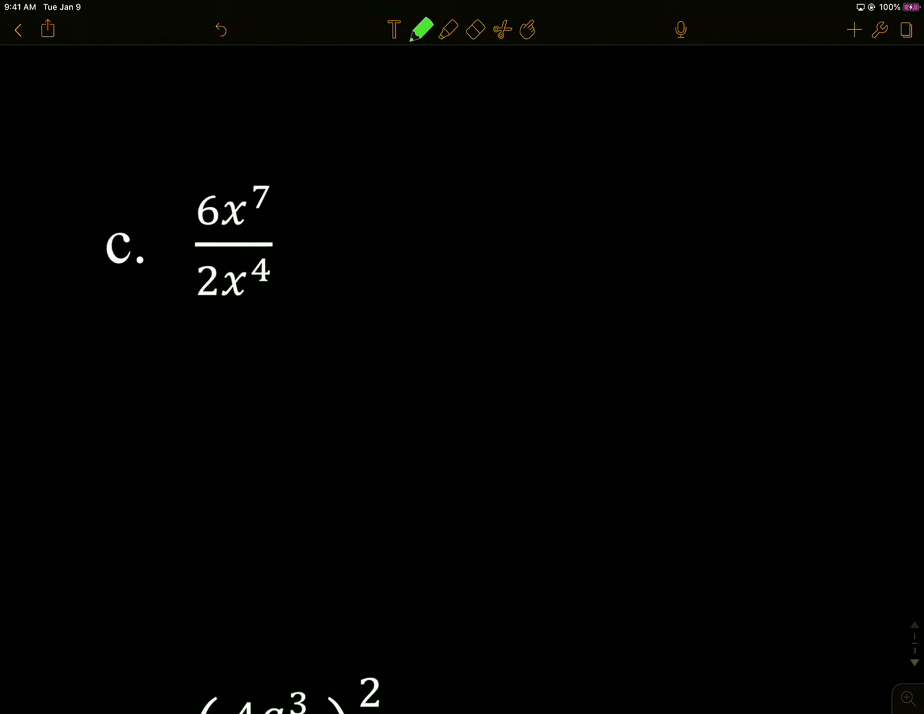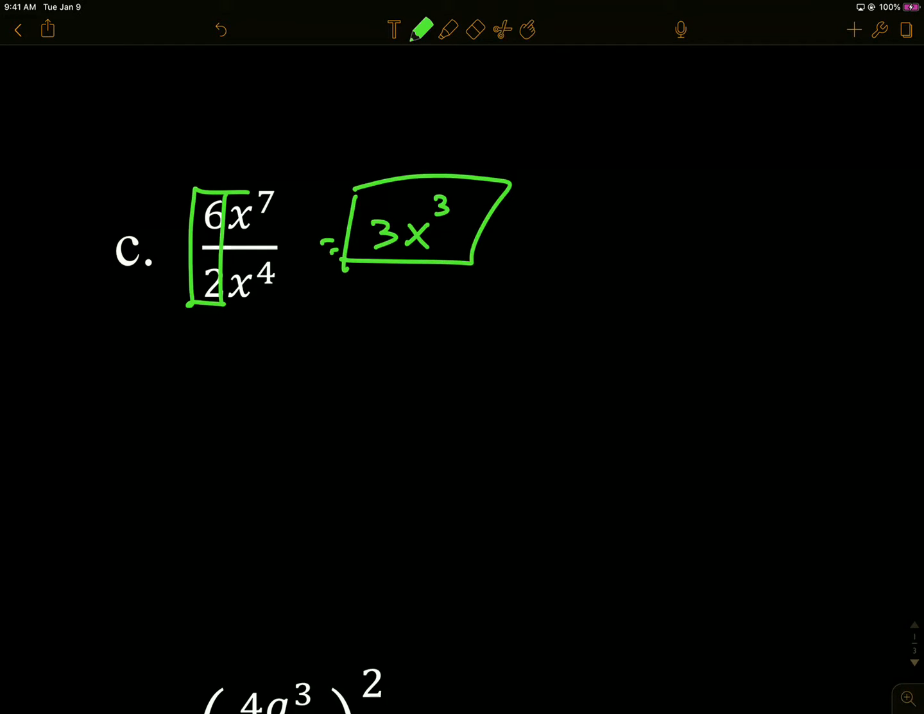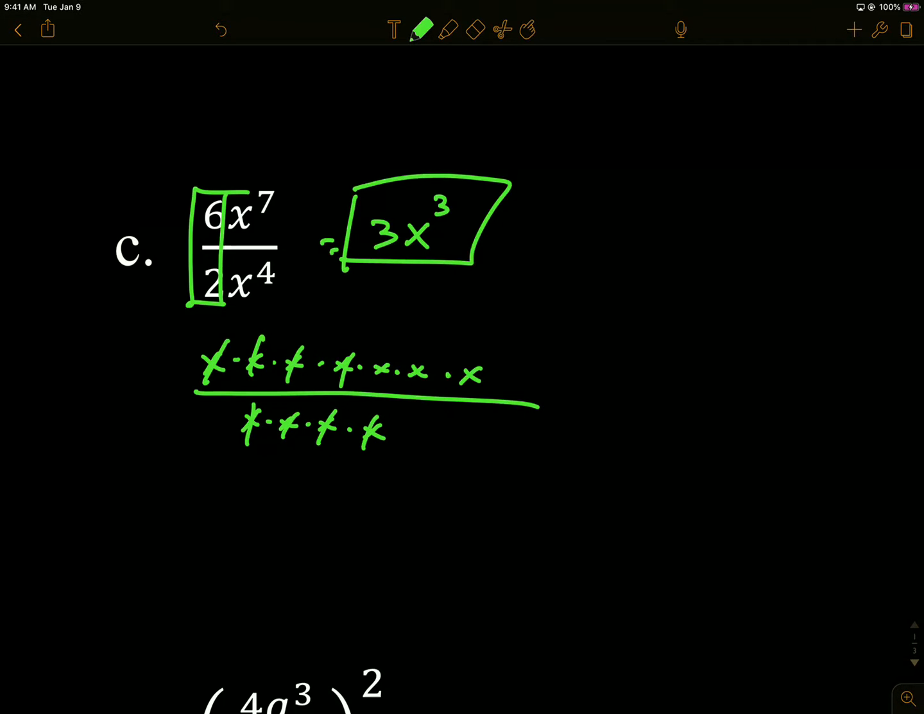There's a C over here. Okay, here when I'm dividing, again, I start with just the numbers. 6 divided by 2 is 3. And then x to the 7th divided by x to the 4th is going to be x to the 3rd, because I subtract my exponents. You could think of that as if I have 7 x's on the top and 4 x's on the bottom. X divided by x is 1, and these all make 1, which just leaves you with 1 times x to the third, which is x to the third.